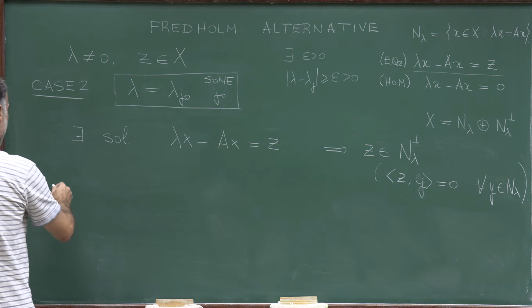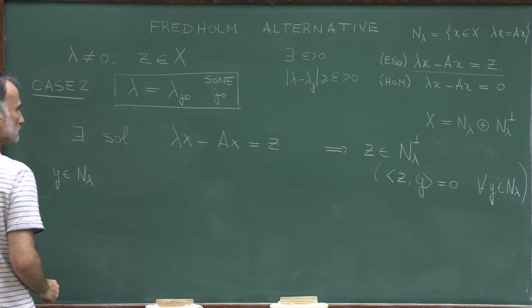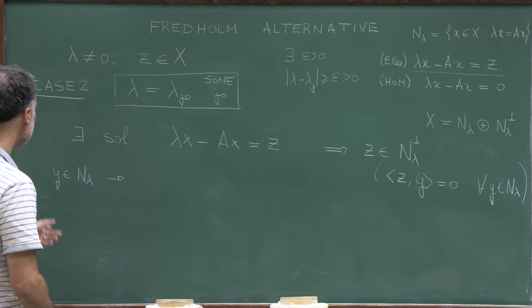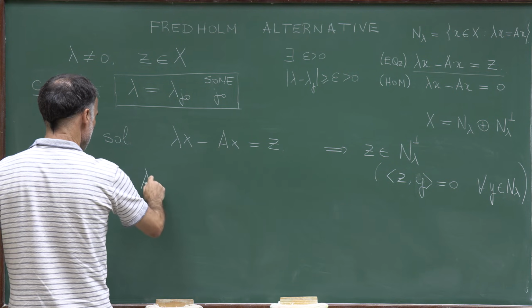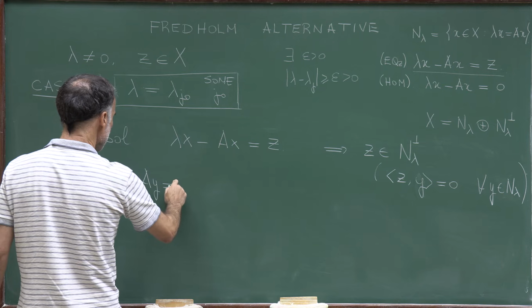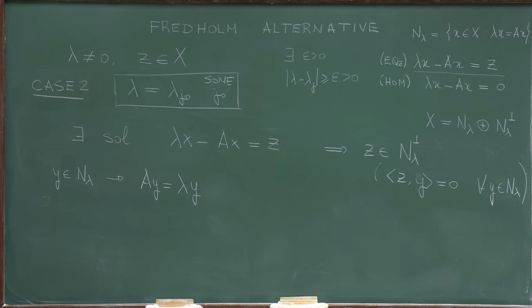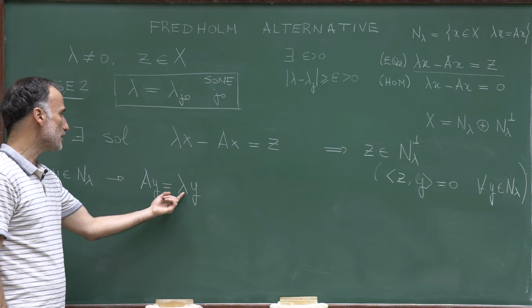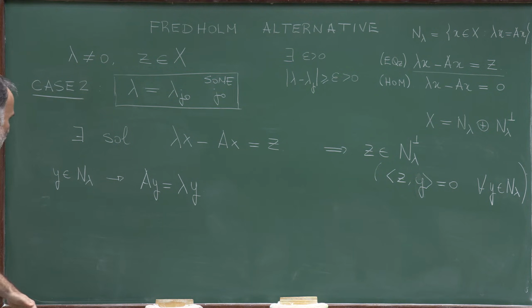So let's take y in N lambda. So this means that Ay is equal to lambda y. Y in N lambda means that y belongs to the null set of the operator lambda minus A, which means that Ay is equal to lambda y.